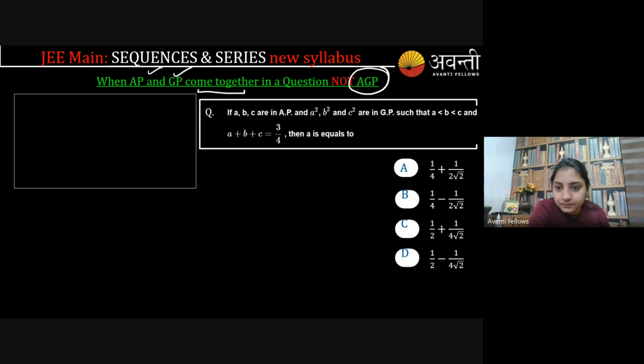Clear? Yes, ma'am. सबको क्लियर है? वत्सल जी, रौनक जी क्लियर है? गौरव ठीक है. Yes, ma'am.